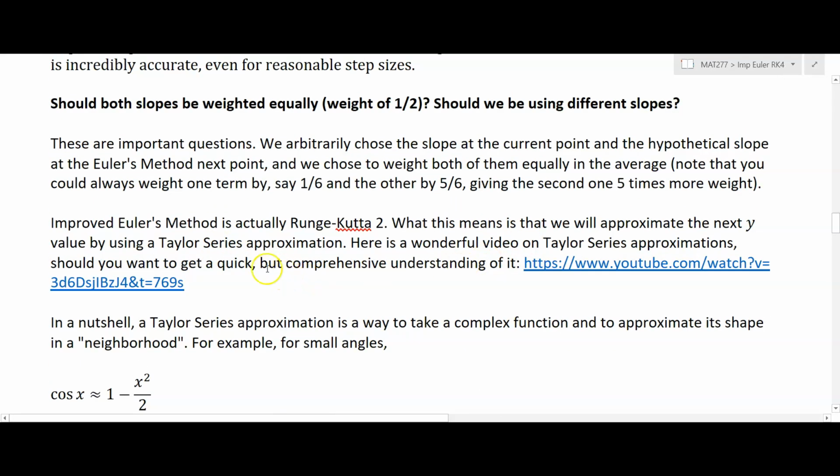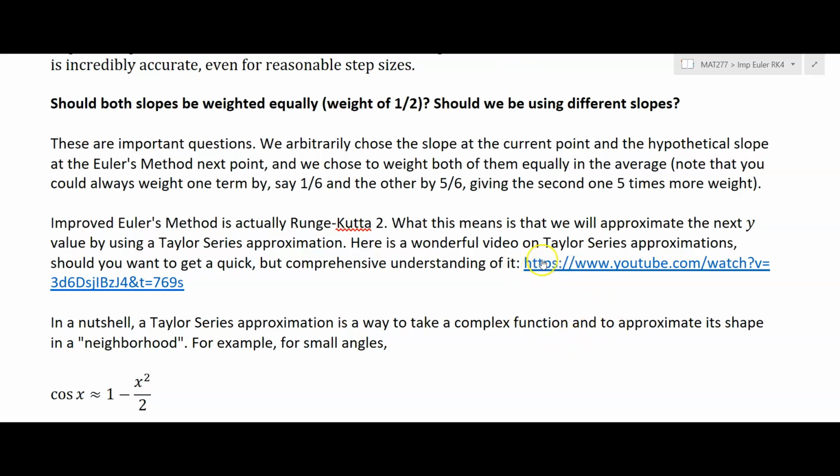So it seemed like we kind of arbitrarily picked the weights and we arbitrarily picked which slopes to use. Hopefully there was some intuition behind that: let's average things together and let's use a slope at the beginning of the interval and at the end of the interval. So I think there's some intuition in that. But we haven't answered why we weight both of them equally and why we should be using those two particular different slopes. So we're going to be using what's called a Taylor series approximation.